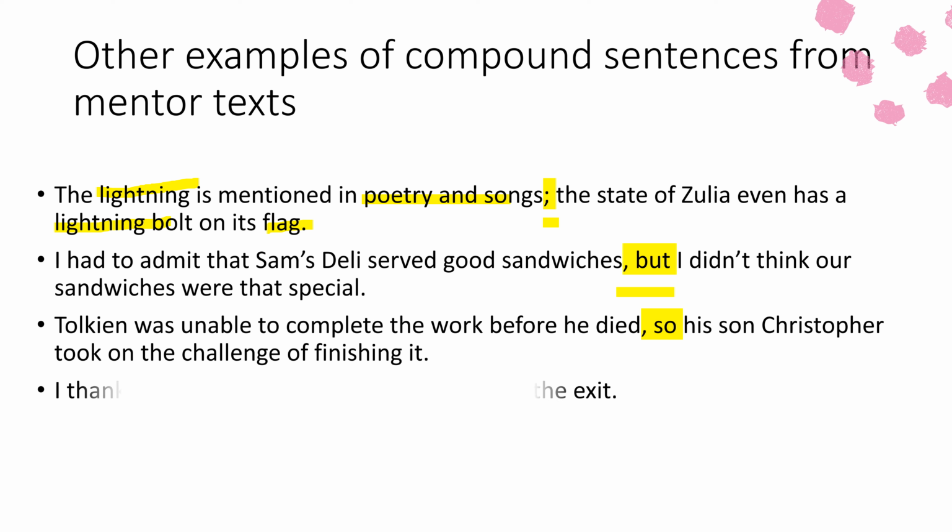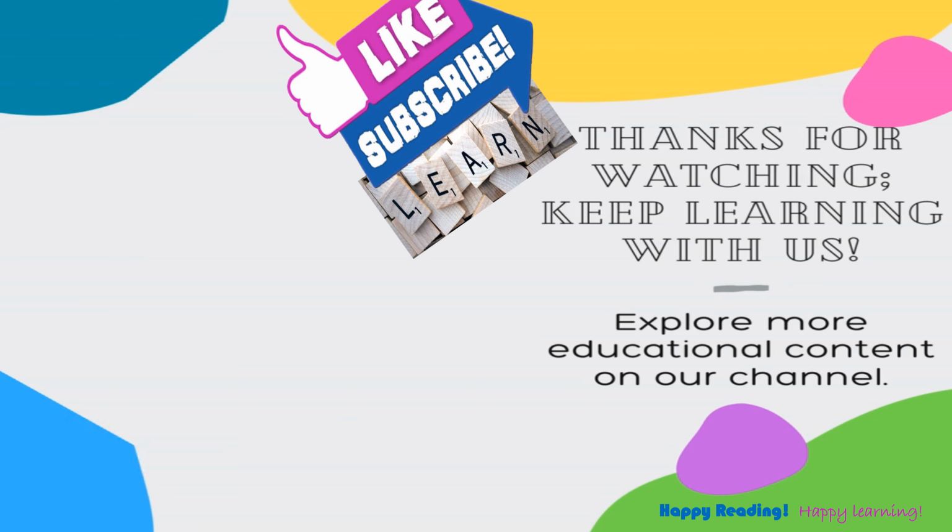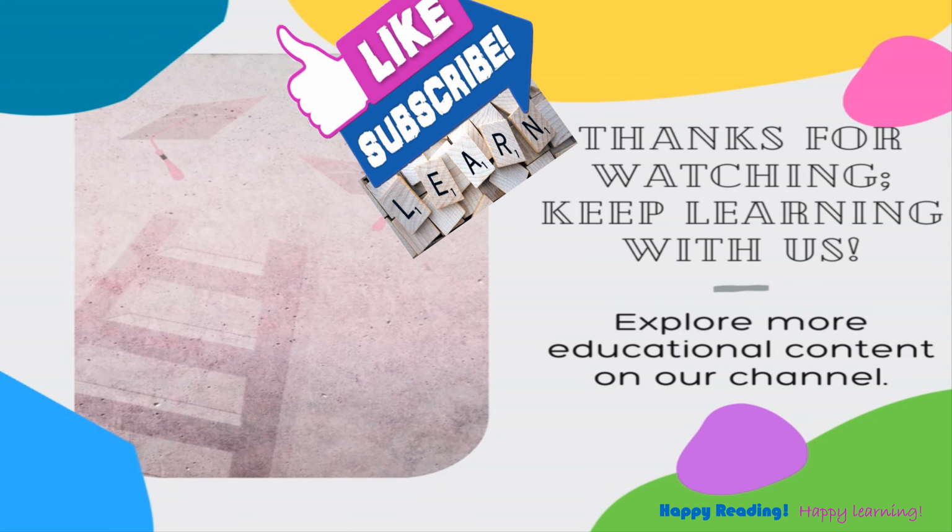Last sentence, I thanked him, comma, and Mom and I turned toward the exit. So here we have comma and we have a complete thought here. I thanked him and Mom and I turned toward the exit. So study the use of compound sentences from authors and you will be a compound sentence writer, reviser in no time.